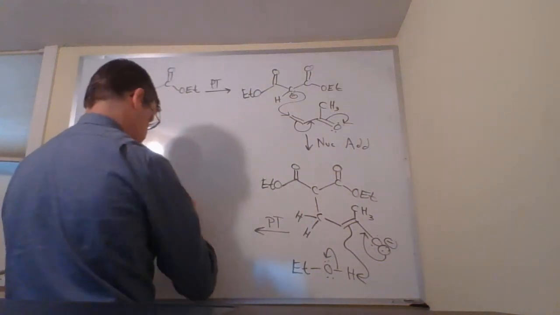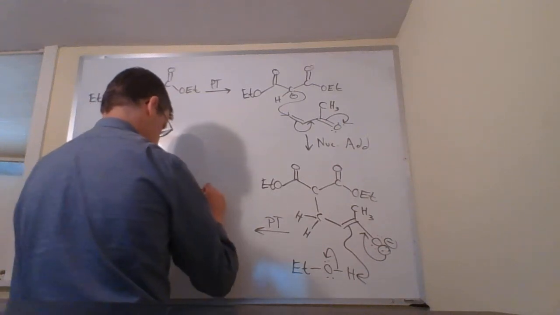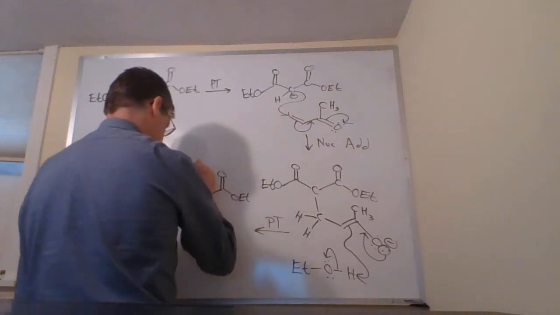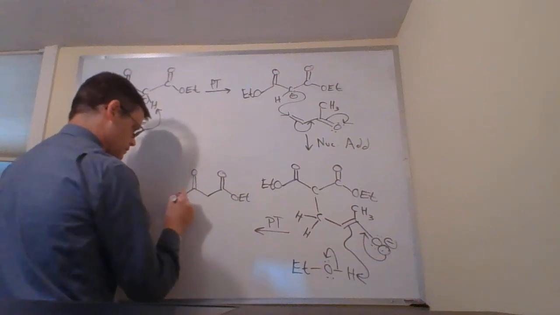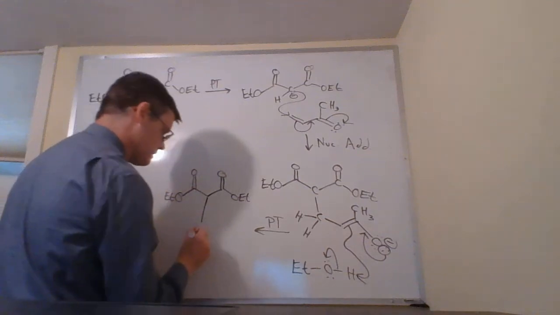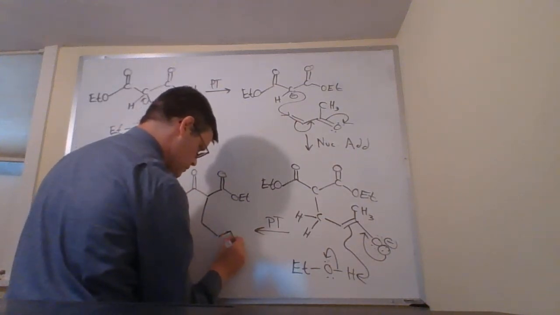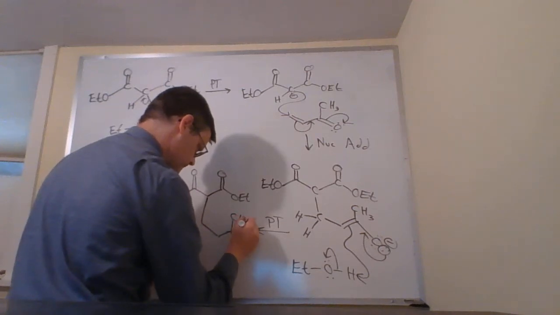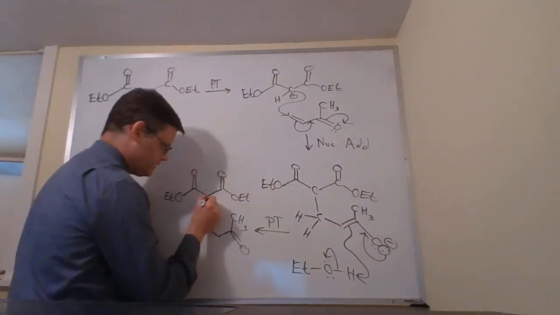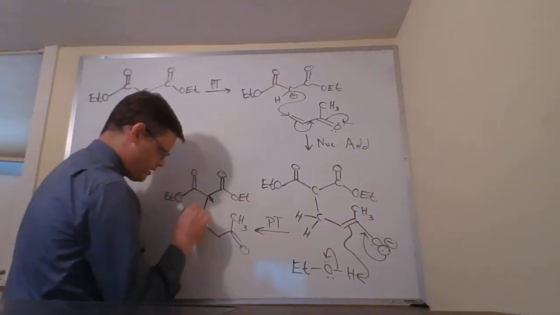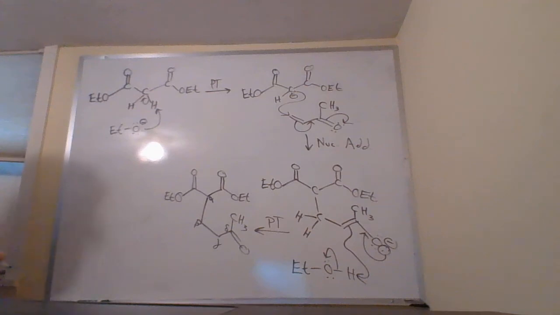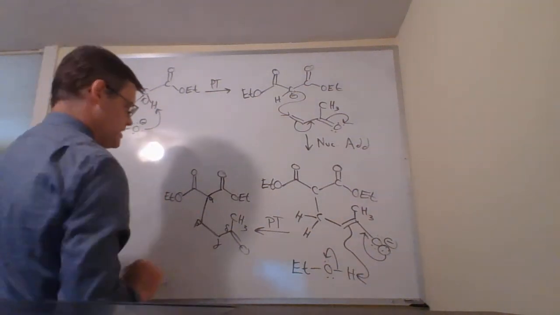And that gets us, oops, should be an OEt. And we've got a new bond there. And this completes the Michael part of the reaction. At this point I've set up my alpha, beta, gamma, delta keto relationship. However, this is not a carboxylic acid, this is a diester still.